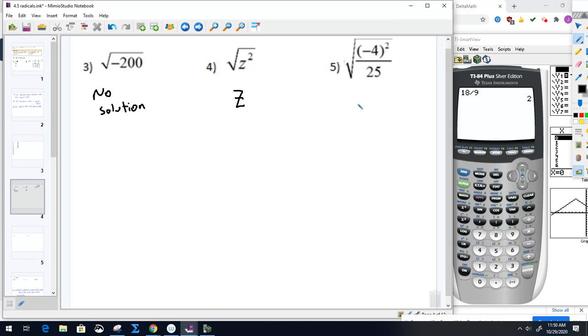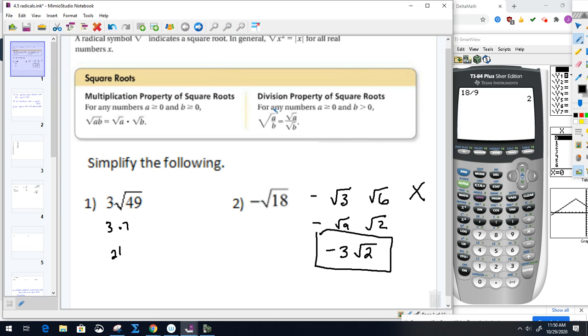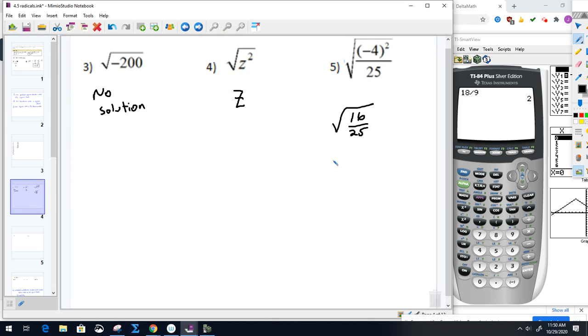Number 5 would be written as the square root of 16 over 25, which, again, back from my very first rule here, anytime I have the square root of two numbers underneath a radical, I can write those as two separate radicals underneath a fraction. So I can write this as the square root of 16 and the square root of 25, and hopefully you recognize that the square root of 16 is 4, and the square root of 25 is 5.